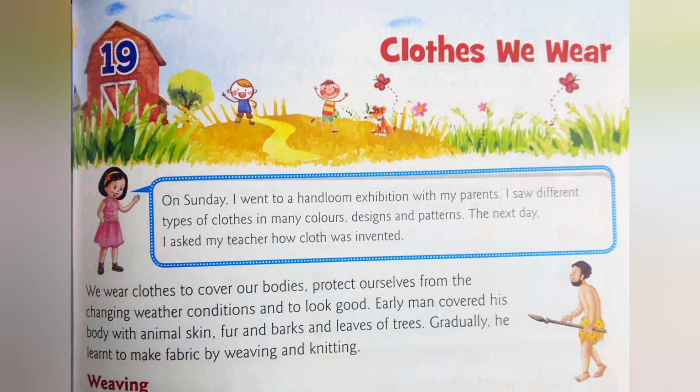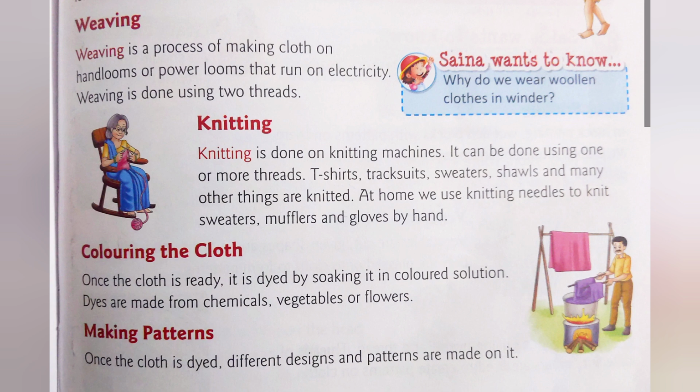So now, students, there are two techniques. One is weaving, and the other is knitting. Let us see how weaving and knitting are different from each other. Weaving is a process in which we make clothes on handlooms or power looms. Children, these handlooms or power looms are run on electricity. And you know what? Weaving is done using two threads.